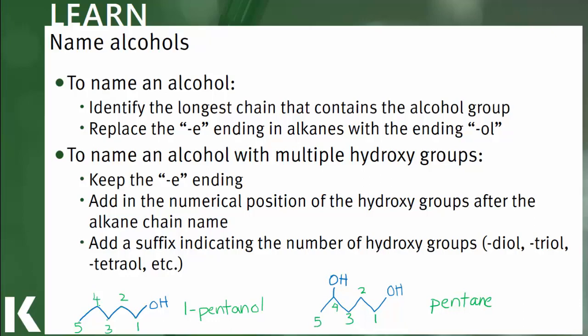In this case, there are hydroxy groups on the 1 and 4 carbon. And finally, we add in a suffix to indicate the number of hydroxy groups. Since there are 2 hydroxy groups, this would be a diol. So the name of the second molecule would be pentane-1,4-diol.